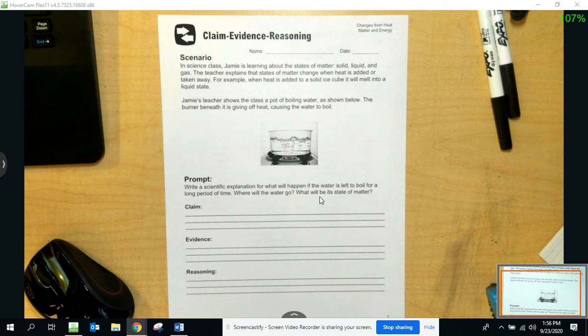Sorry, my chair was stuck. Where's my paper? Thank you. I had it.